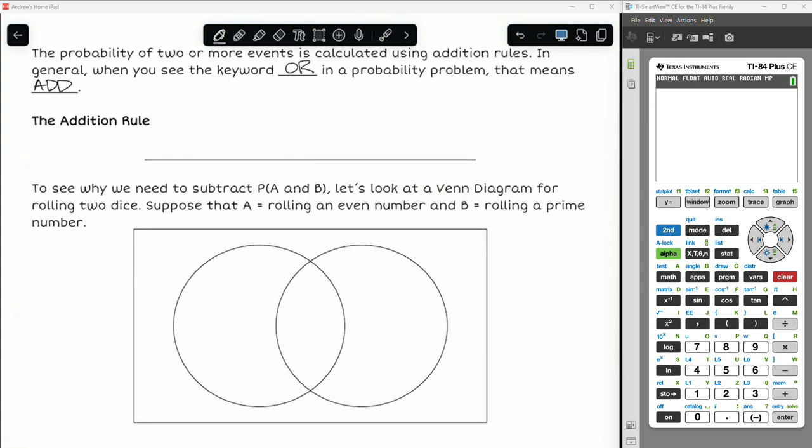So the addition rule is, for two events A and B, the probability of A or B happening is equal to the probability of A happening plus the probability of B happening minus the probability that an event that is both A and B happens. So let's look at why we need to subtract off that P(A and B).